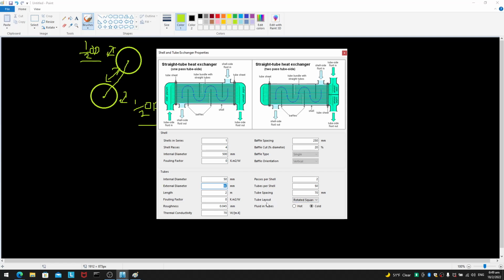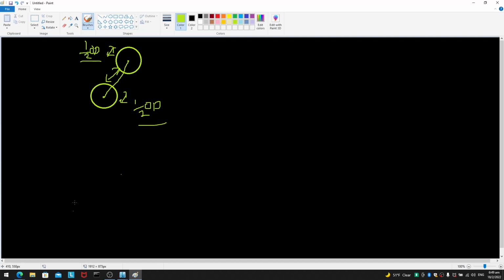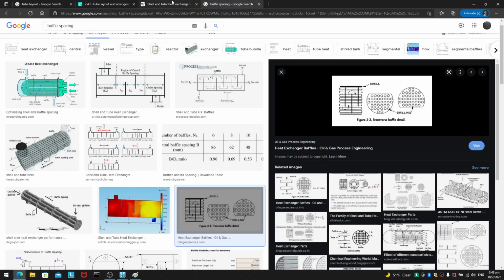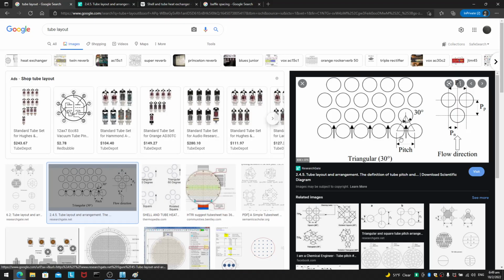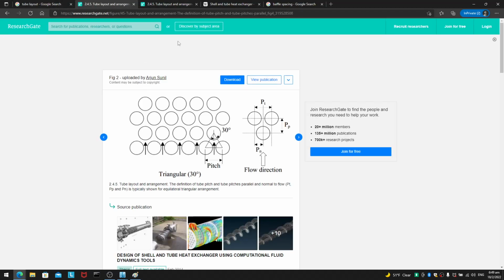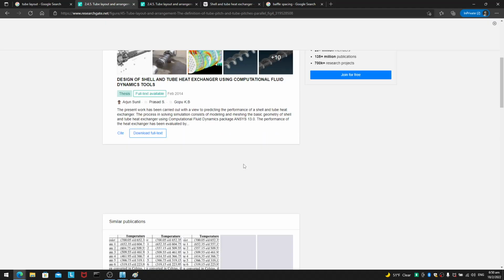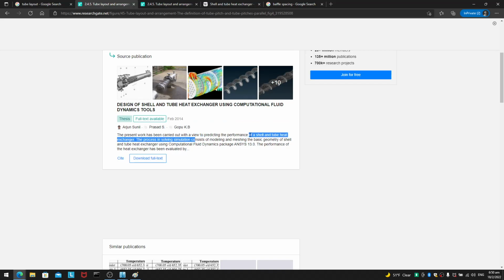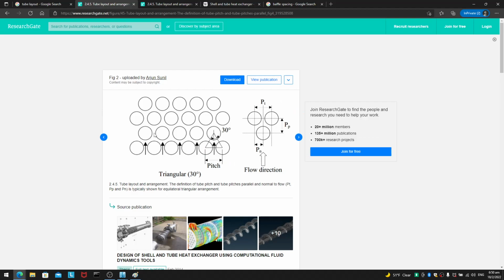Next option here is tube layout. There are a few tube layouts here. What is a tube layout? Now if you search the web for tube layout, you'll be able to see on ResearchGate something uploaded by Mr. Sunil, it looks like Arjun Sunil. This present work has been carried out to predict performance of shell and tube heat exchanger using CFD, computational fluid dynamics, and ANSYS.